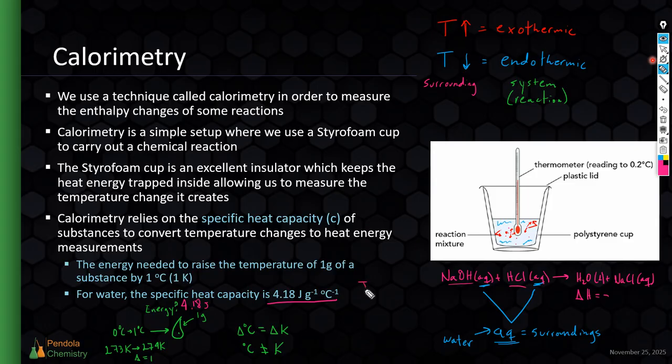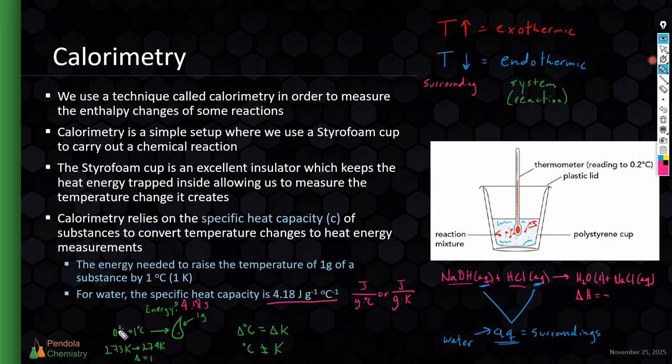That's why it's joules per gram Celsius, or joules per gram Kelvin, because again, Celsius and Kelvin mean the same thing. It's the amount of energy in joules that it takes to raise 1 gram by 1 degree Celsius, or 1 gram by 1 Kelvin. So for water specifically, that's 4.18 joules of energy that it will take to raise the temperature of 1 gram of water by 1 degree Celsius.